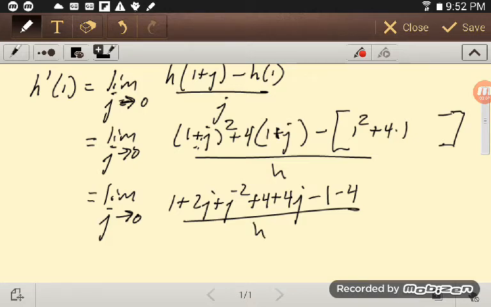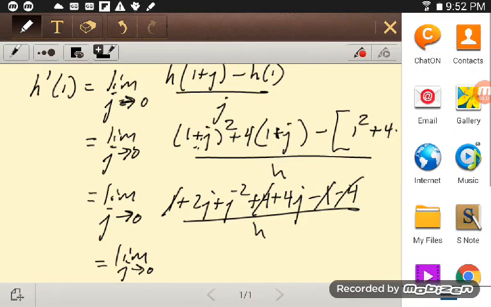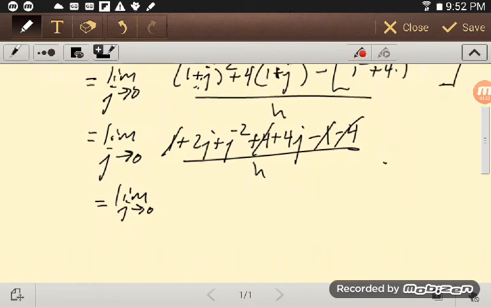over j. Now, so here's a 1 and a minus 1. There's a 4 and a minus 4. And so I am left with the limit as j goes to 0 of, what do we have here? I have a j squared and a 2j and a 4j, so plus 6j. And that is all divided by j.